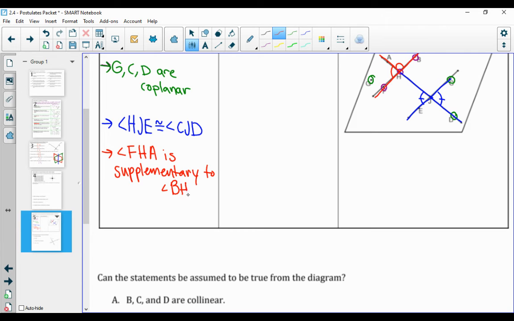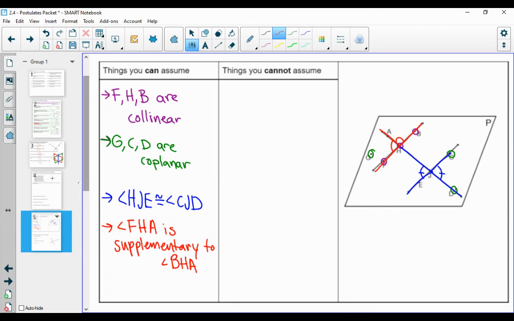So again, there's more things that we could assume, but those are kind of the basics. If you've got points drawn on the same line, they're collinear. If you have points drawn on the same plane, they're coplanar. If you have vertical angles, they're congruent. If you have linear pairs, they're supplementary.